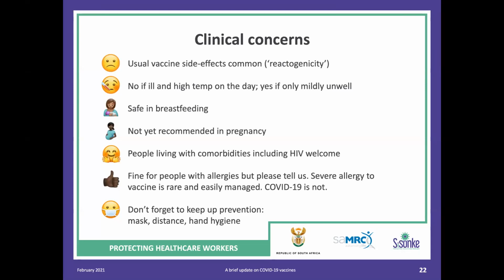The data is good on comorbidities, and it is also good for HIV. There were enough participants in the Sasonke trial to recommend vaccination for HIV positive individuals. It is important that if someone has a severe allergy, they should be monitored more carefully.